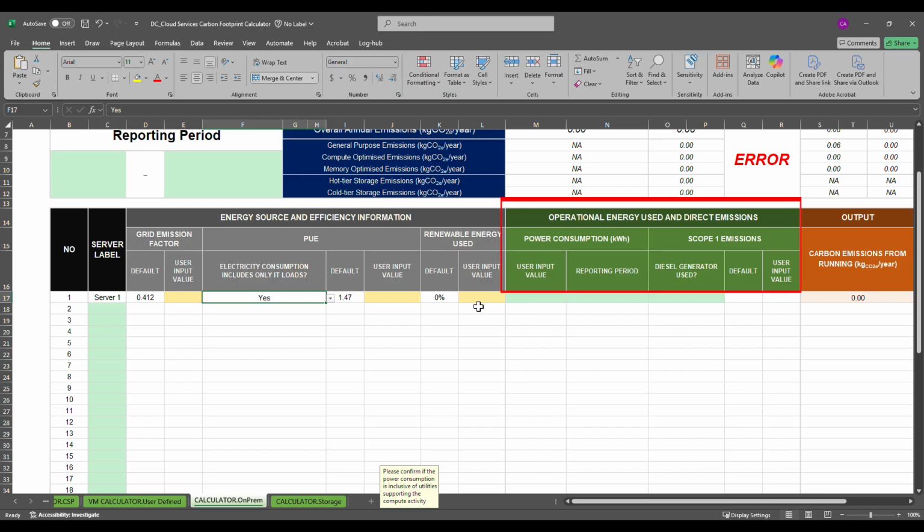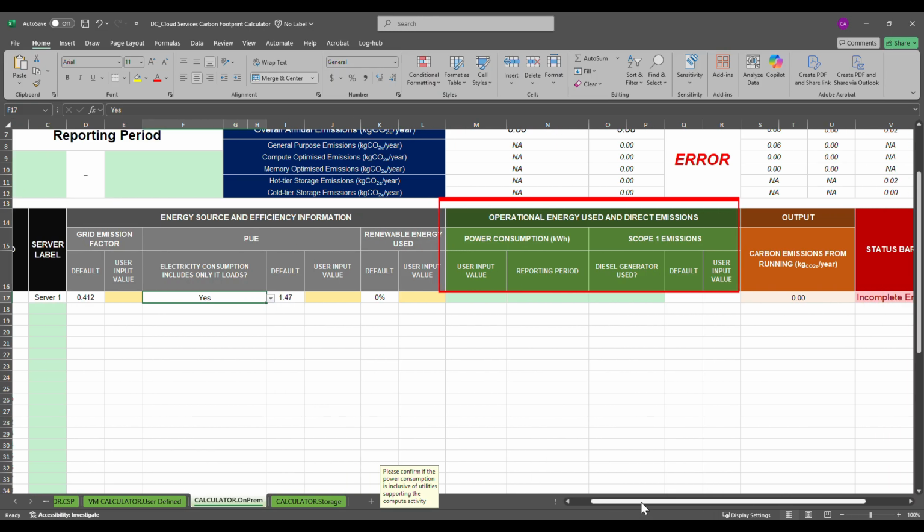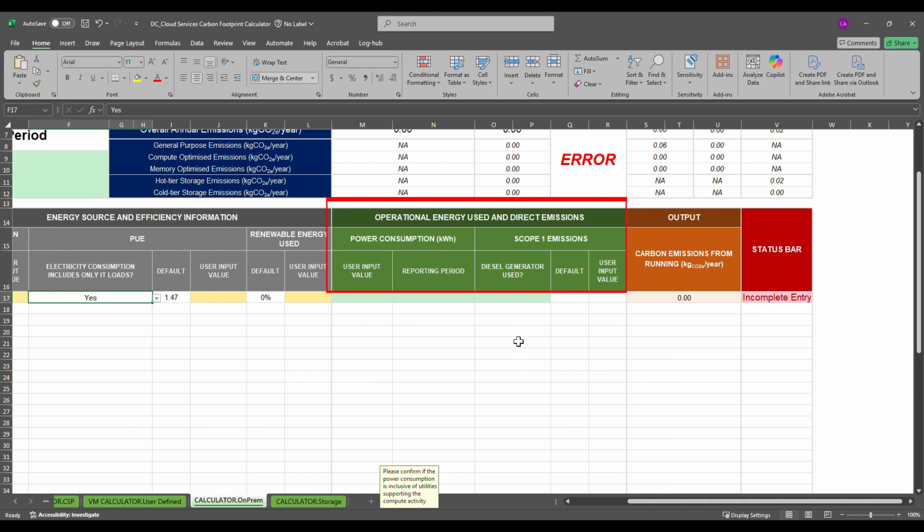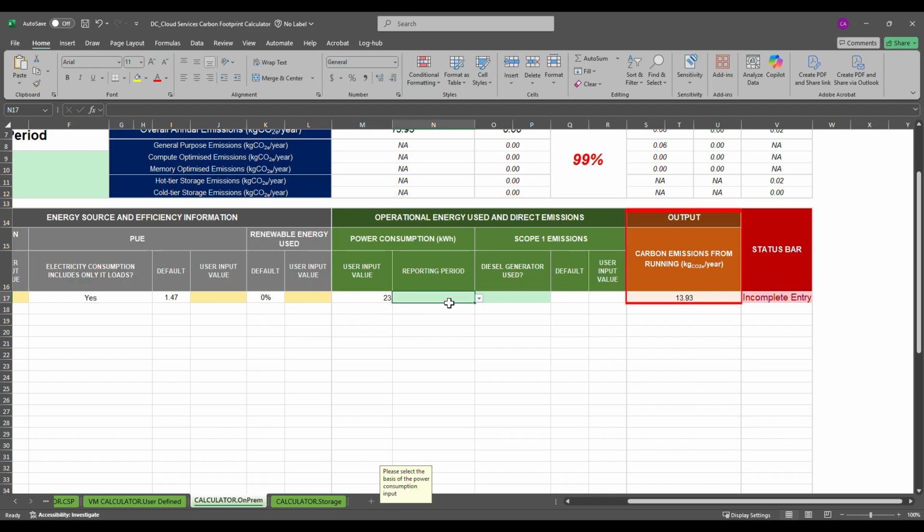After the energy source and efficiency section, the next part is the operational energy use and direct emissions table. This section quantifies Scope 2 emissions based on the electricity consumed by your on-premises data center, and also accounts for its Scope 1 emissions. The power consumption in this table is measured in kilowatt hours and can be reported either monthly or annually. On the other hand, the Scope 1 emissions input is reported annually, as this aligns with how it is typically presented in company sustainability reports.